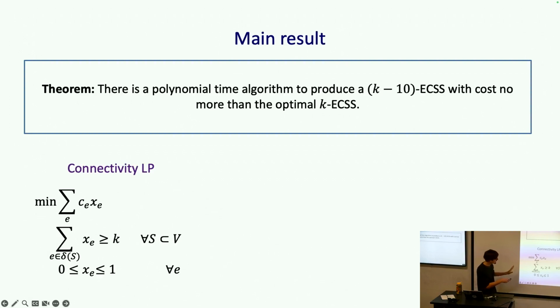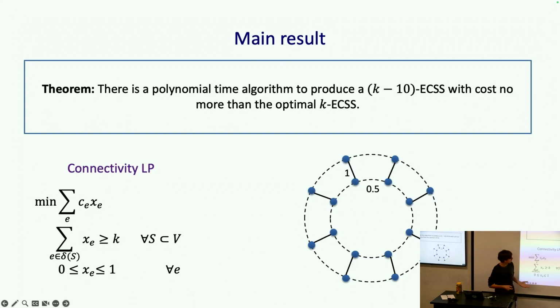And you might be a bit suspicious because there are exponentially many constraints here. But this has a polynomial time separation oracle, so we can use the ellipsoid method. Right? So the separation oracle is just you check the global connectivity of the graph. If it's below k, you return a cut that's below k.